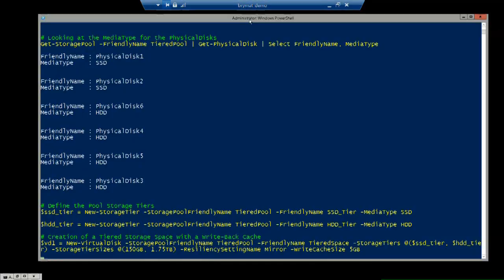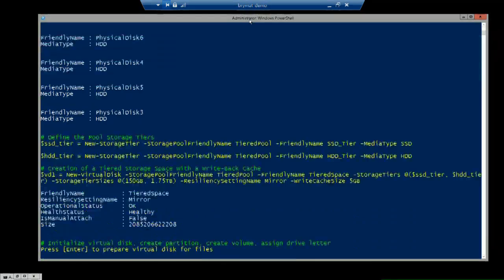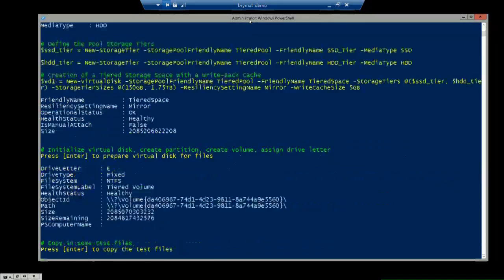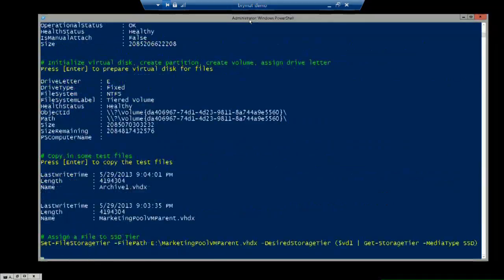Okay, so I create my tiered virtual disk. Now I'm going to format it and throw some files on it. Give it a volume drive letter so I can easily play around with it. Okay, so I have two files that I just copied in. One is archive1 VHD, one is marketing pool VM parent.